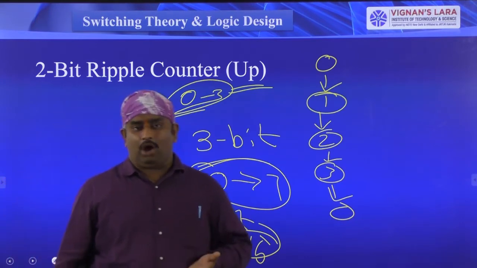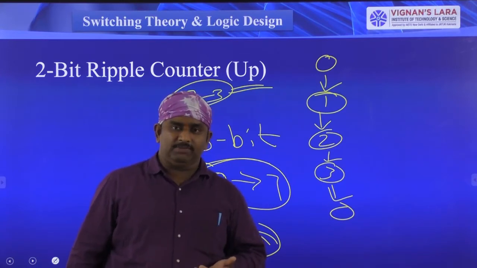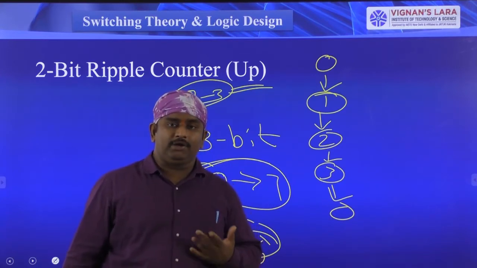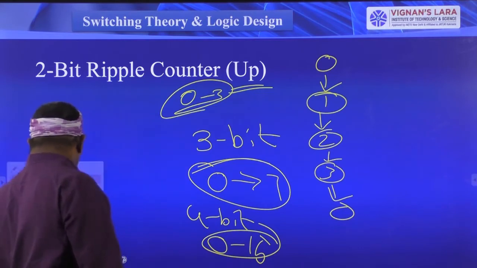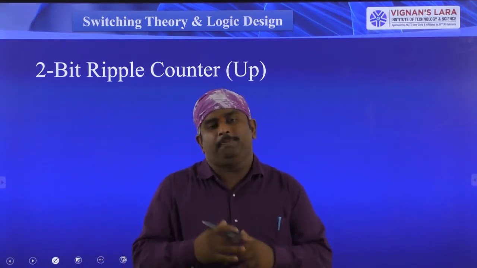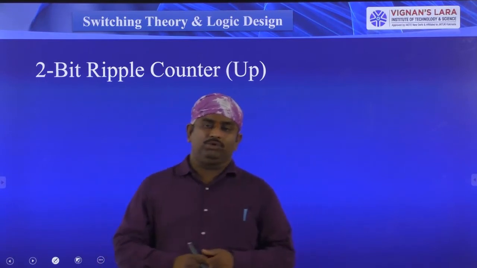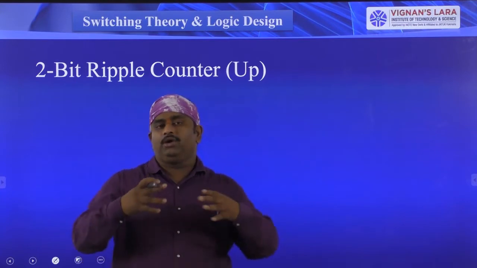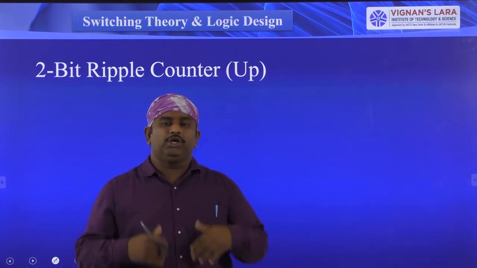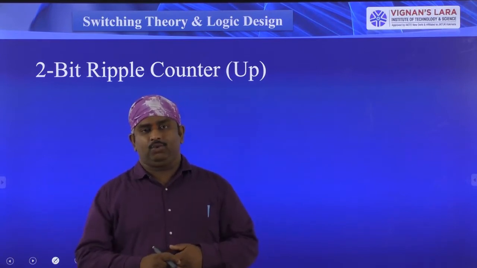If you want to count 1024 counts, then you need 10 flip-flops. You need a 10-bit counter. So here it is very simple thing. How many counts you want to perform? That first you have to know. So when you are going to design a counter, first you have to know how many counts you want to count. So based on the value, you have to say this many number of flip-flops I required.